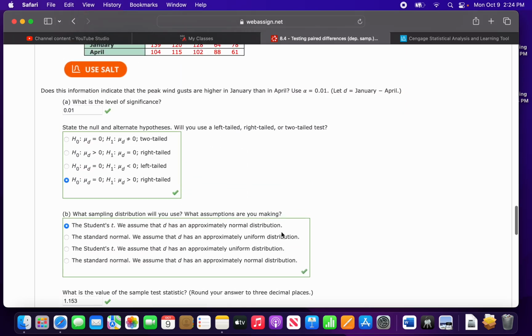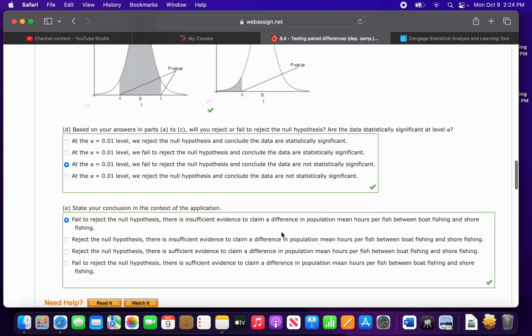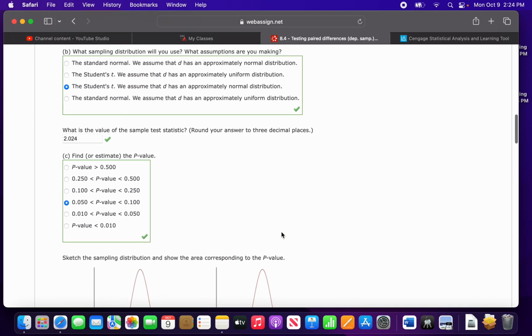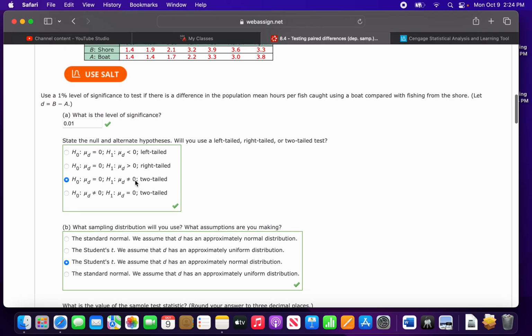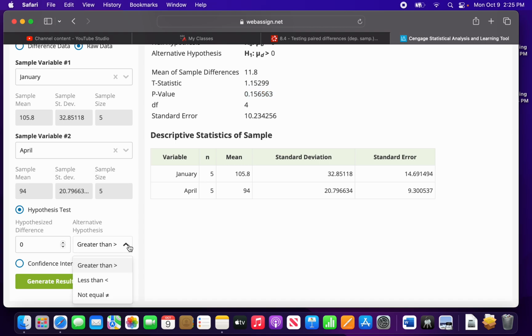Back up to problem one, the fishing offshore versus the boat. Just remember this one, the alternative hypothesis was not equal to. It's a two-tailed test, so you'll have to be careful when you're in SALT. Down here at the bottom, you'll pick not equal for two-tailed, greater than if you see a descriptive like more or higher, less than if you see a descriptor like less or less than.